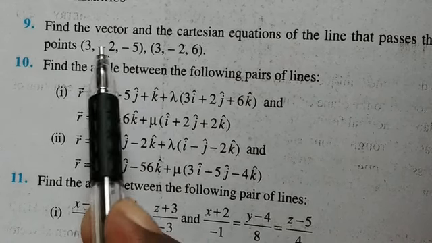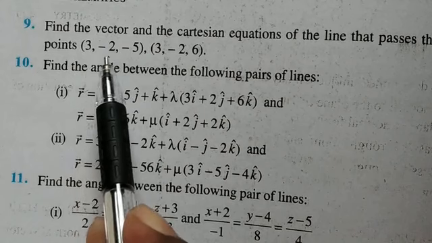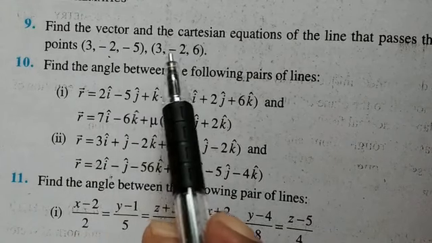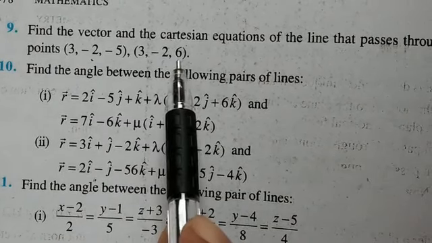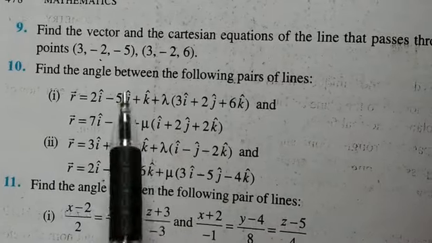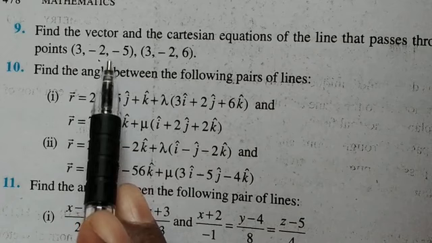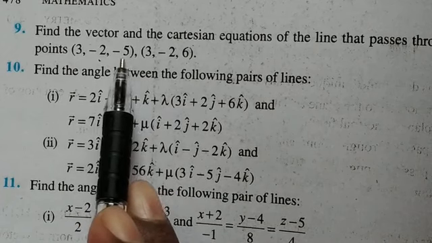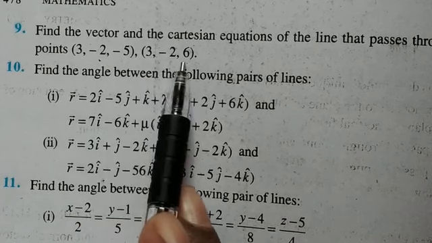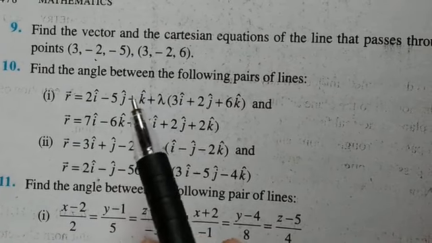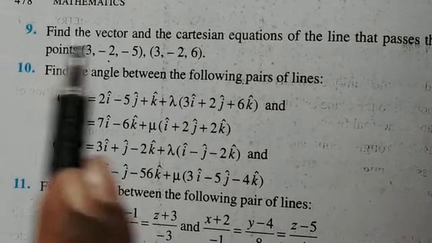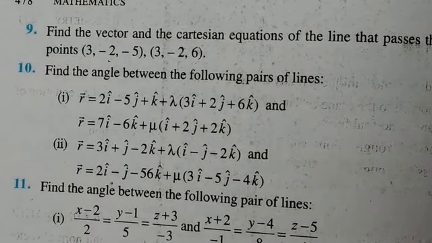So the vector form is r bar equals 3i minus 2j minus 5k plus lambda times 11k. And in Cartesian form it is (x minus 3) upon 0 equals (y plus 2) upon 0 equals (z plus 5) upon 11. This is the Cartesian form. It is a very simple form. You have to do this in your homework.